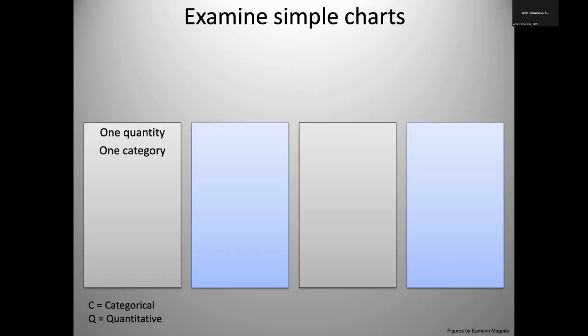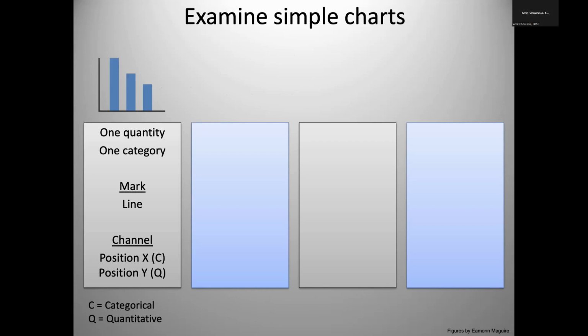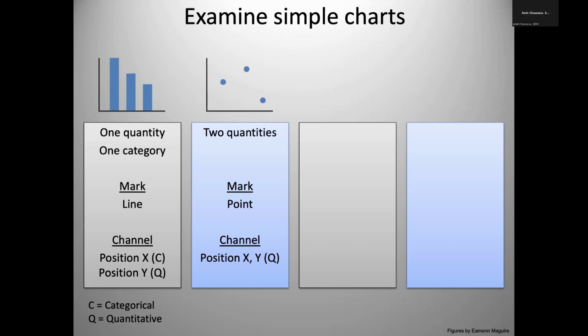So let's do a quick example here. Let's say we have one category and one quantity, so we have two variables. One is a categorical attribute, and the other one is a quantitative attribute. How can we represent that? What kind of mark will we use? Well, we can use a line as the mark, and then we can use the position as the X and Y channel for both the quantitative and categorical attributes. When you do that, you end up with a bar chart. If you have two quantities, you can use the mark as a point and again use position as the channel, and you end up with a scatter plot.